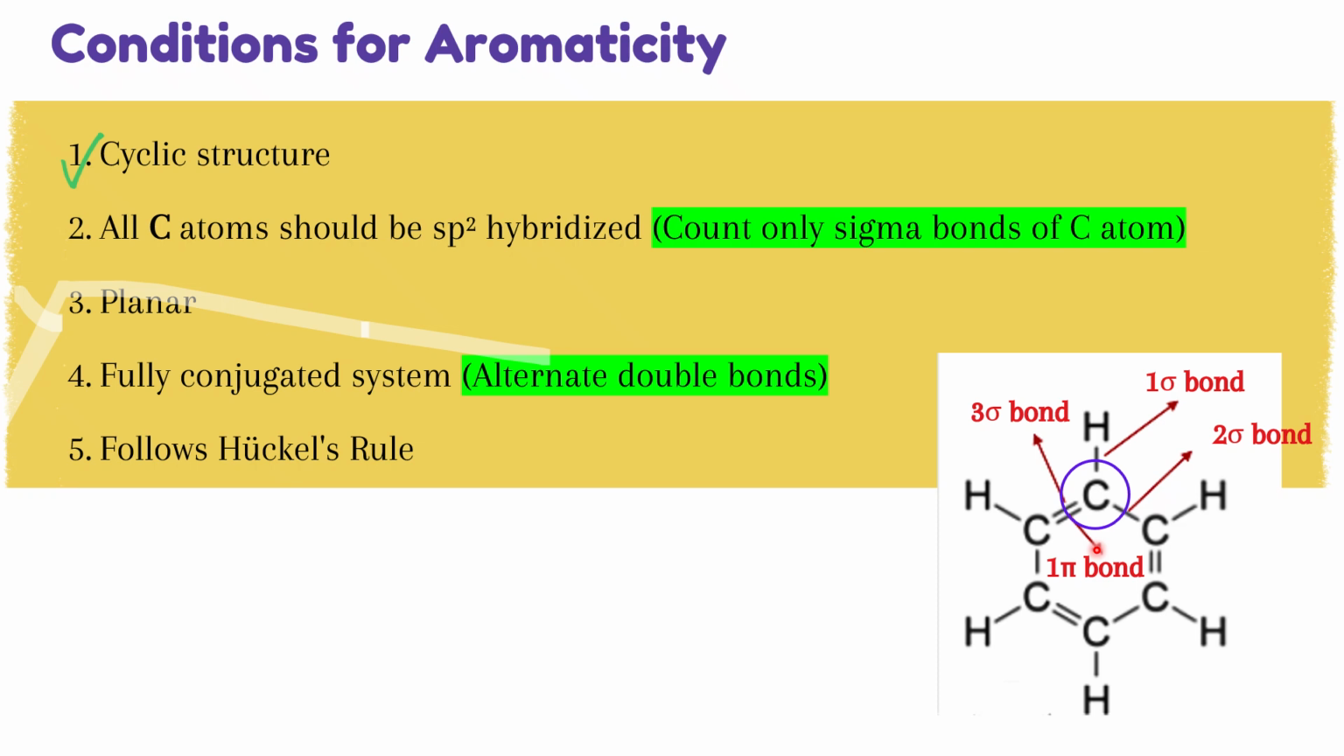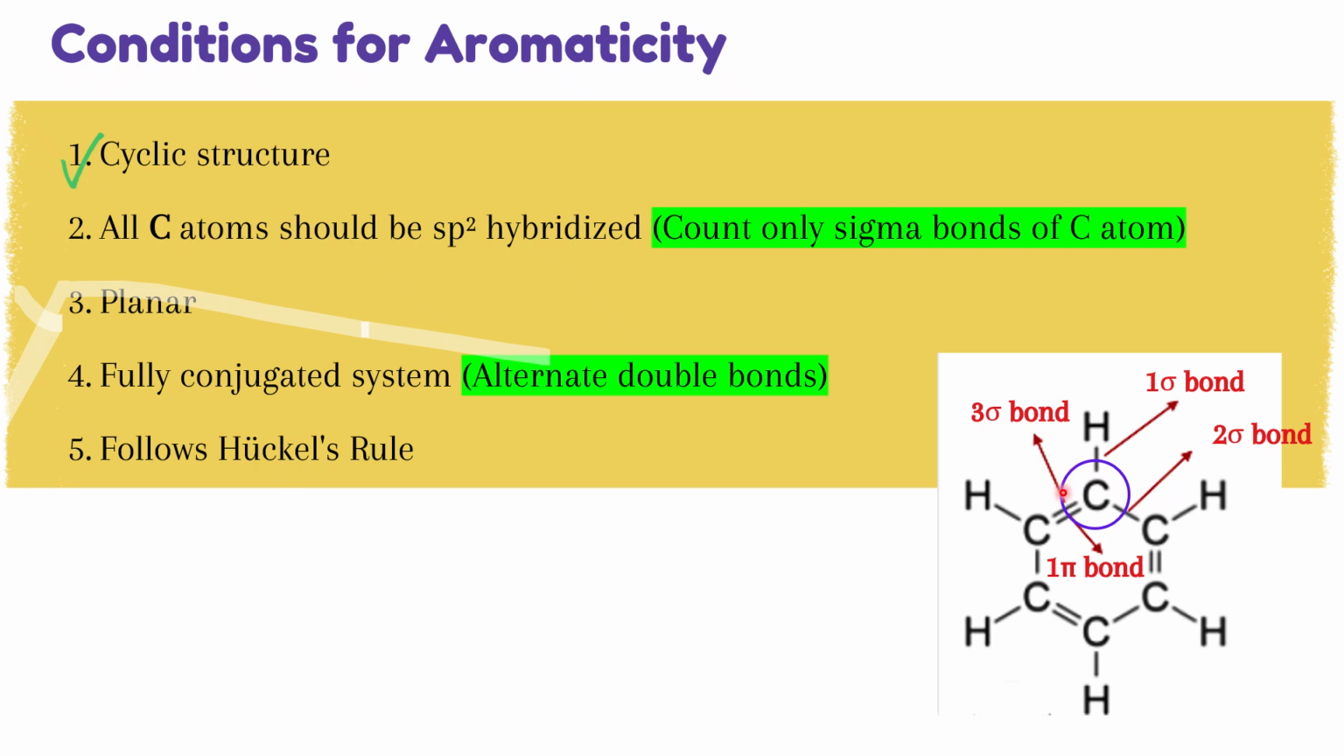Now how will you get to know whether the bond is sigma or pi? Well, it is very simple. If you have just a single bond, then these bonds are sigma bonds. If you have a double bond, then out of these 2 bonds, one is sigma and the other one is pi. If you have a triple bond, then 2 bonds are pi bonds and the third one is a sigma bond. It is very simple to determine.